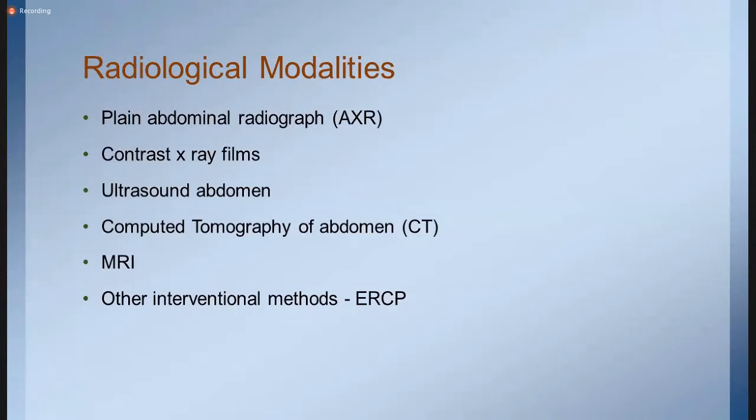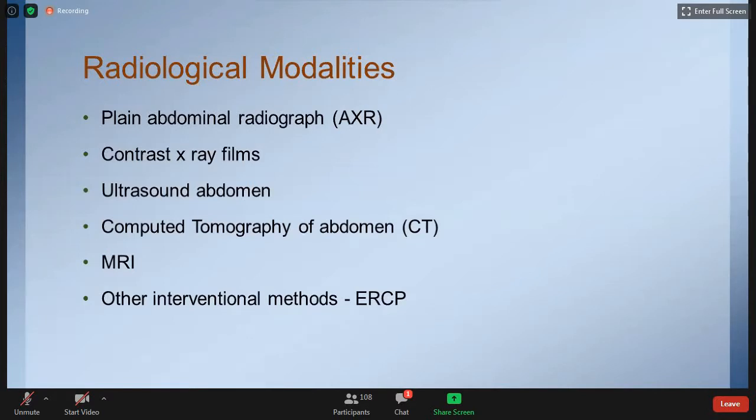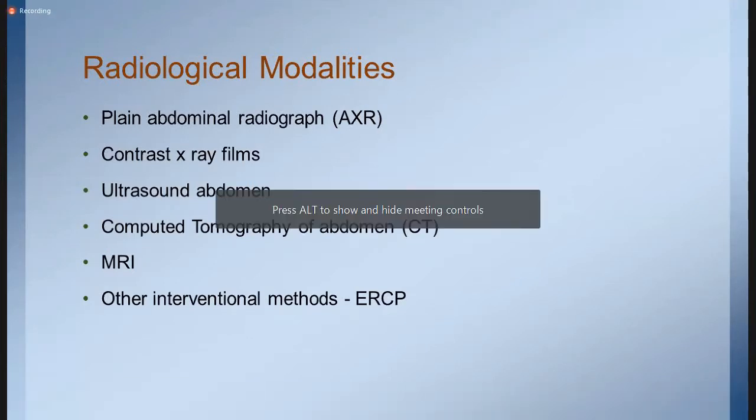And then we have interventional methods including the endoscopic retrograde cholangiopancreatography, ERCP, which is basically the same as that contrast X-ray film, but the difference is that we have an intervention in this. The intervention is the endoscope. We do the procedure via endoscopy.